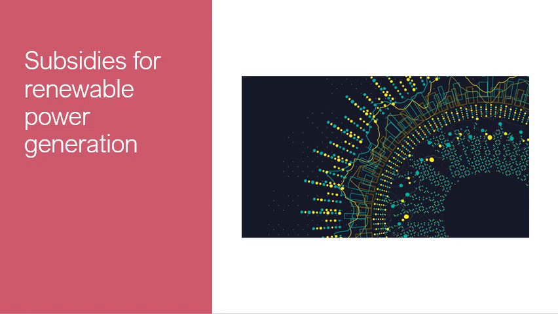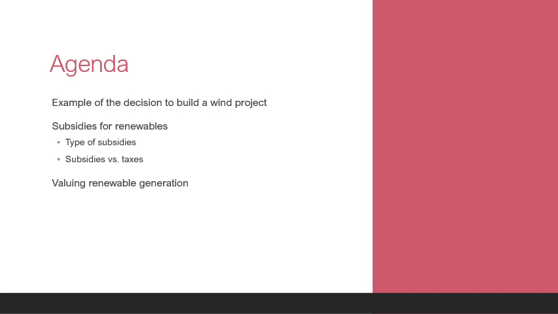This lecture is on subsidies for renewable power generation, why they might be, what are the benefits of them, what are the drawbacks of them, how do we think about when to build a wind farm, solar farm, etc. So the agenda, we're going to look at an example of the decision to build a wind project. We're going to talk about subsidies for renewables, the types of subsidies that exist. We're going to look at subsidies versus taxes and the valuing renewable generation.